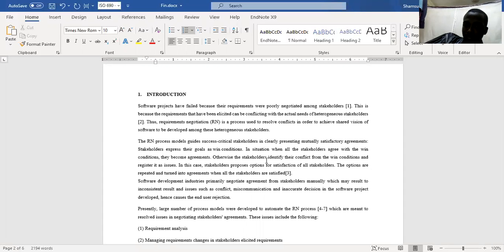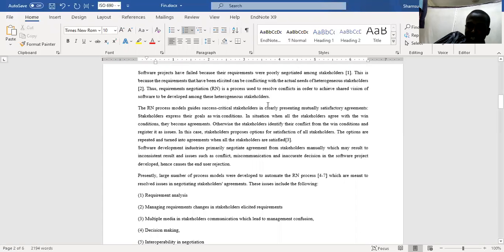In the RN process model, the requirements of the stakeholders are expressed as win conditions. Issues are identified from the win conditions. Options are then identified based on the issues. Then agreements are achieved based on the options.